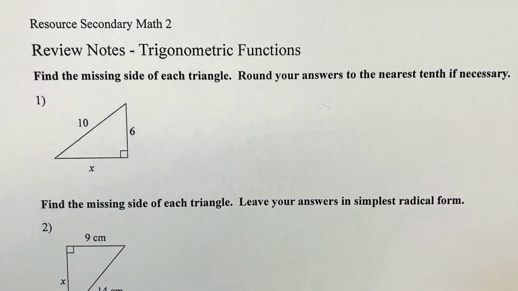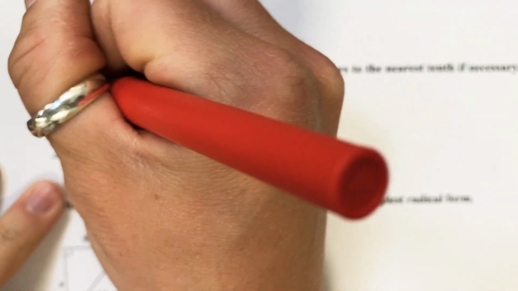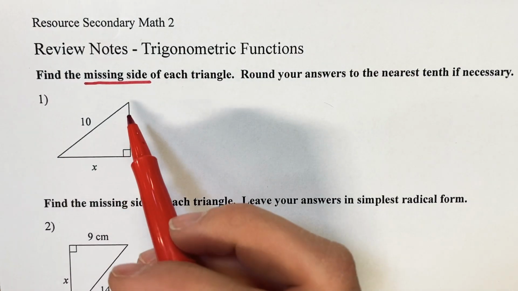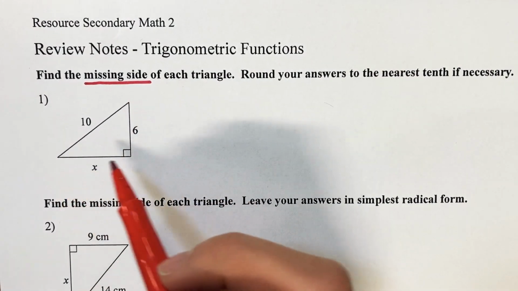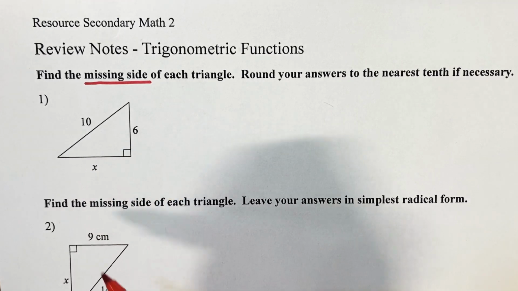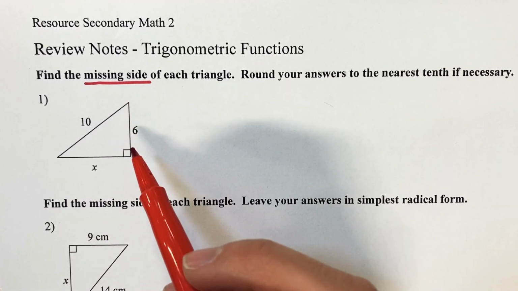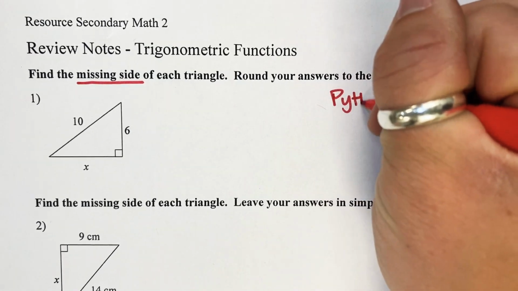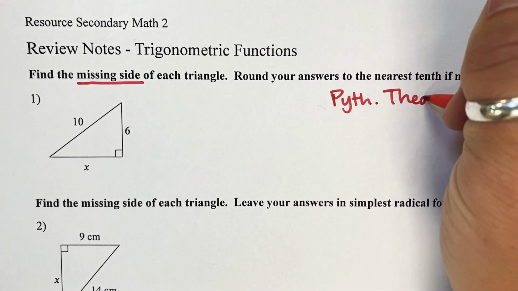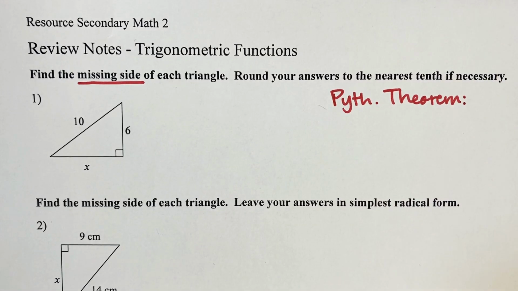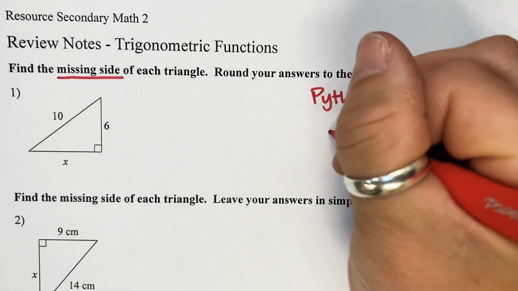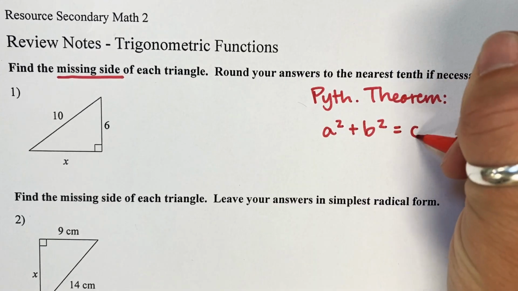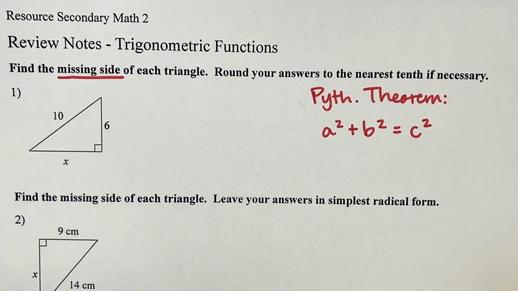So for number 1, it's asking us to find the missing side of the triangle. Notice that it gives us 2 sides of the triangle and we are supposed to find the third. Well, when it gives us 2 sides, we have to use what's called the Pythagorean Theorem. And the Pythagorean Theorem states that a squared plus b squared equals c squared.